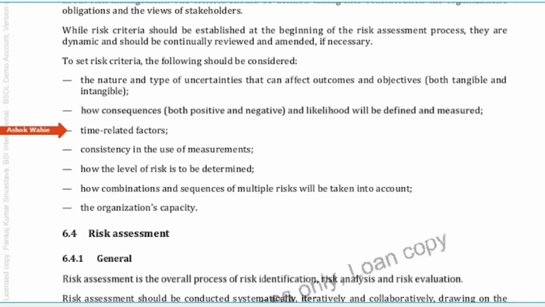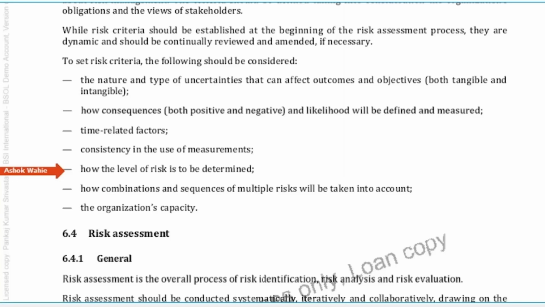Then consistency in the use of measurement. So when we establish the criteria, whether person A is doing the risk assessment or person B is doing the risk assessment, they will follow a consistent and comparable result. So if we say that $50,000 and less is acceptable risk to me, then whether A does it or B does it, both will say it is a low risk. The measurement will come to equal to low. Then what is your criteria to determine the level of the risk? Normally, we determine the level of the risk by taking a product of the likelihood and the impact. If the likelihood is less and the impact is less, obviously the risk value will be less. If the likelihood is more and the impact is more, then obviously the level of the risk will be high.